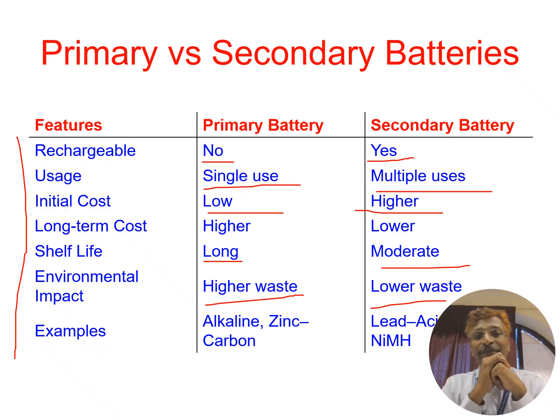Whereas with a primary battery, for simple applications we are frequently changing the battery, so the waste produced is very huge, and the disposal leads to environmental hazards. Such kinds of issues will be there in the usage of primary batteries. A lot of examples exist for primary and secondary batteries.